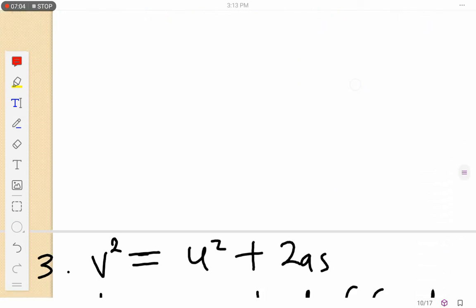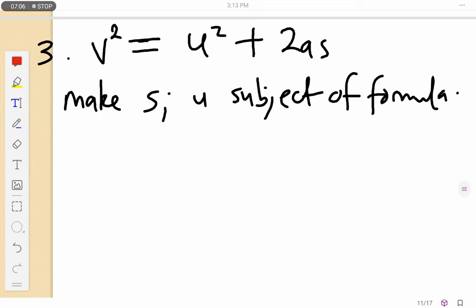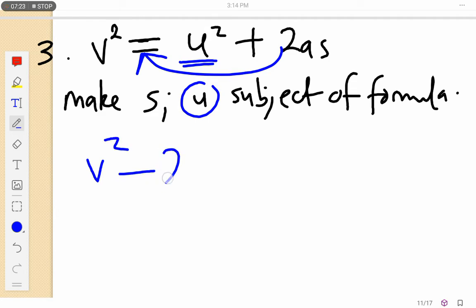Let's have another example. Oh, this one is the motion equation. V squared is equal to U squared plus 2AS. We want to make S the subject of formula. I think I'm going to start again with U, because it's alone there. So I'll take this one this side, it becomes minus. So I'll have V squared minus 2AS is equal to U squared.